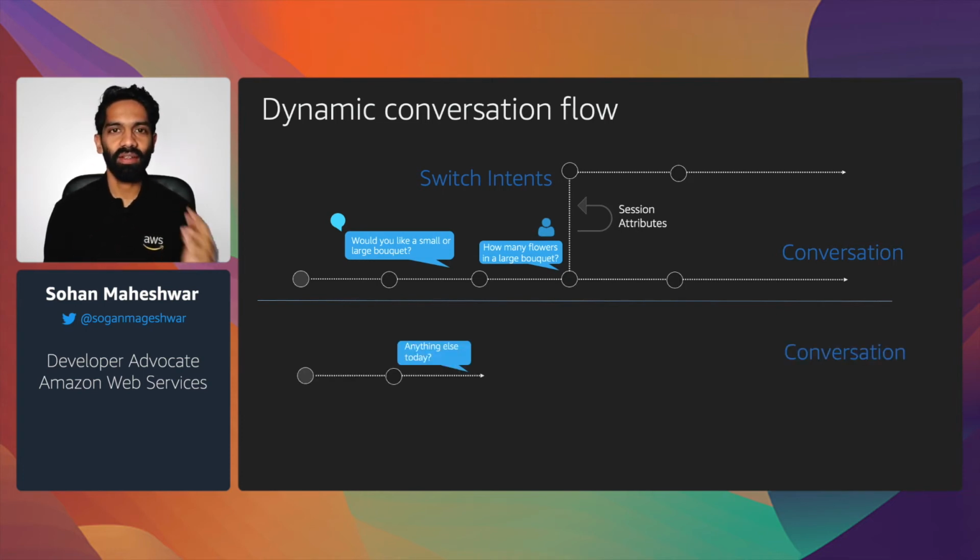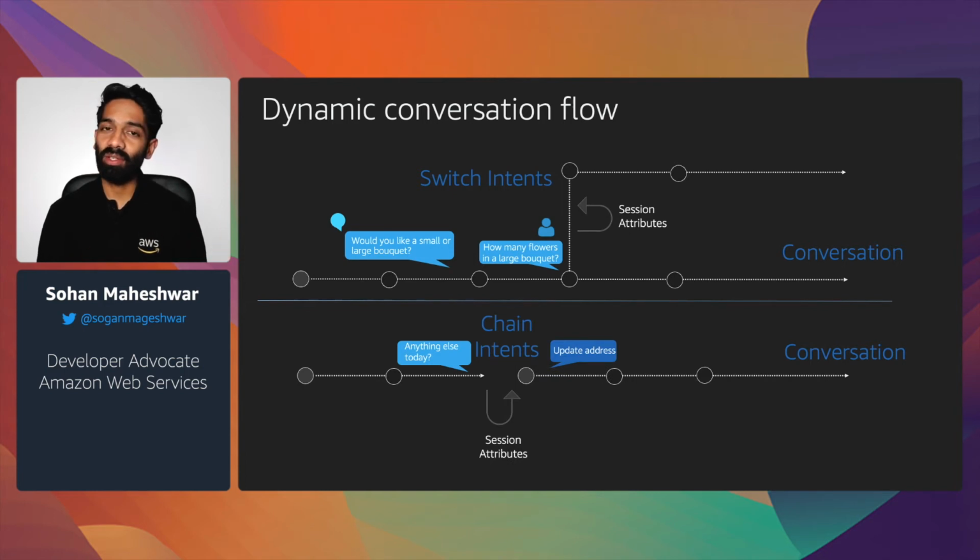You can also chain different intents together sometimes. So for instance, say a user has gone through the entire flow to buy flowers, and the bot says something like, hey, anything else today? And the user says, hey, you know what, I want to update my address. This is for someone else. And you can actually chain the update address with the order flowers address and have a seamless conversation so that the user doesn't feel very confused. This also leads to a good user experience and gives you flexibility as a developer as well.